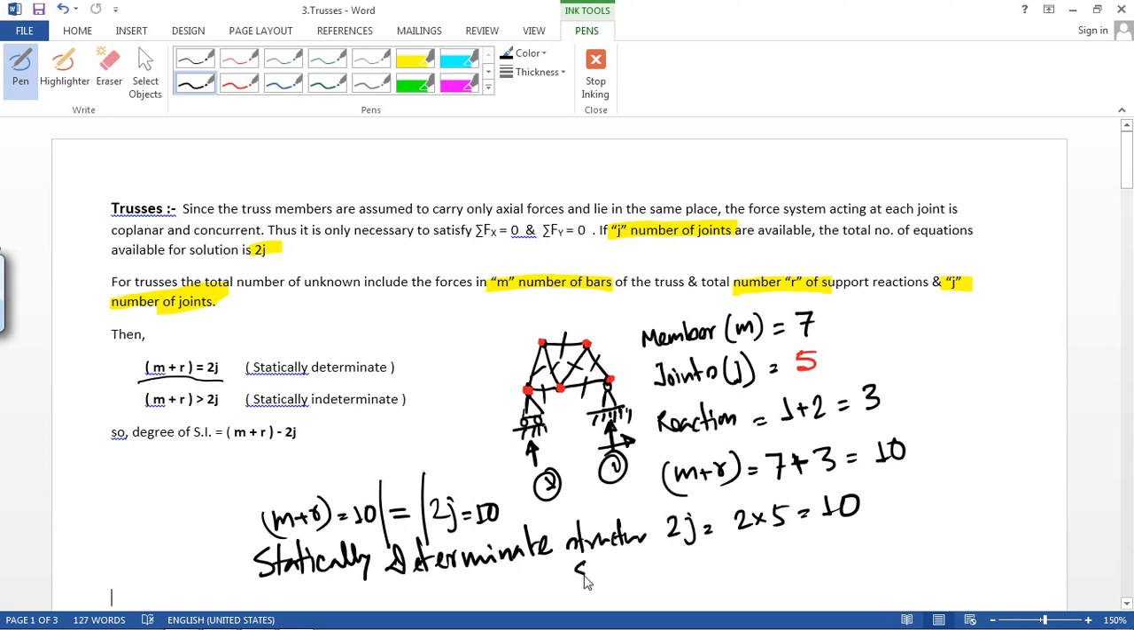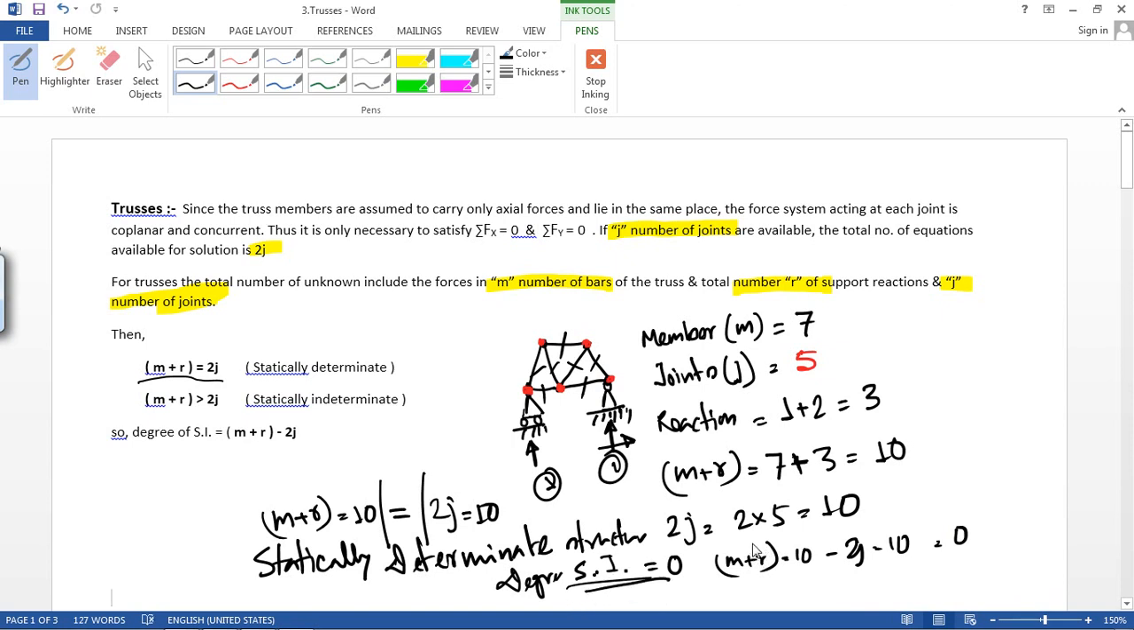So the degree of static indeterminacy is equal to 0. Why? Because M plus R, which is 10, minus 2J, which is 10, is equal to 0.